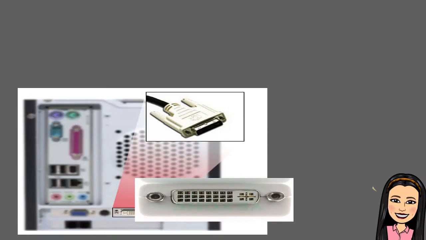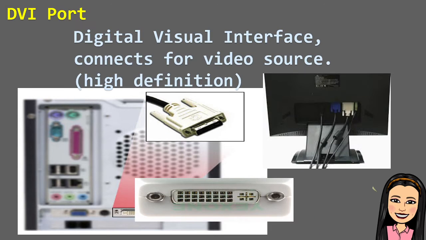The next one is the DVI port, the other video display that you can use. DVI stands for Digital Visual Interface. It is used to connect a high-definition video source. There are three types of DVI connector. The DVI-I for both analog and digital connection, the DVI-D for digital connection, and DVI-A for analog connection.